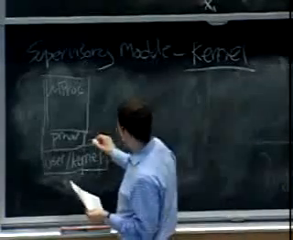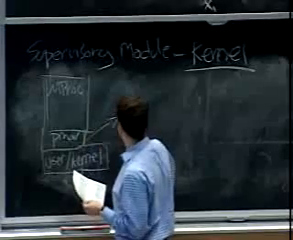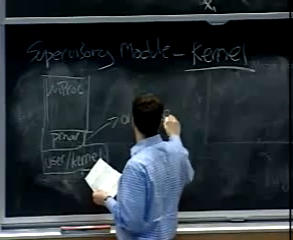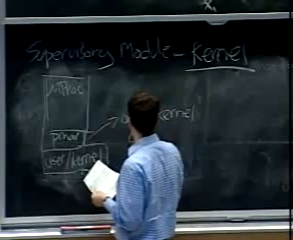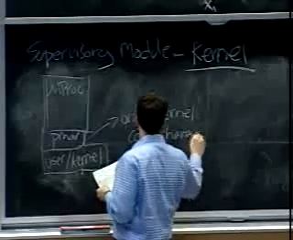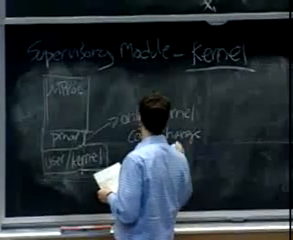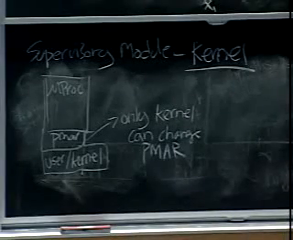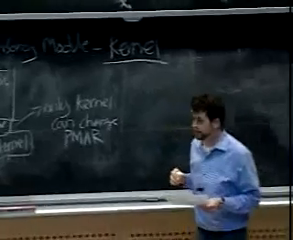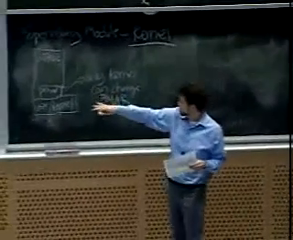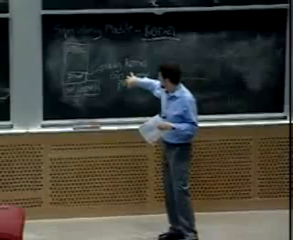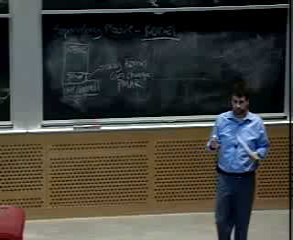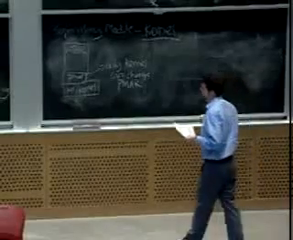And in particular, we're going to have a rule that says that only the kernel can change the PMAR. Okay? So the PMAR is the thing that specifies which process is currently running, and which selects which address space we want to be currently using. And what we're going to do is have the kernel be the thing that's in charge of manipulating the value of this PMAR register to select which thing is currently being executed.